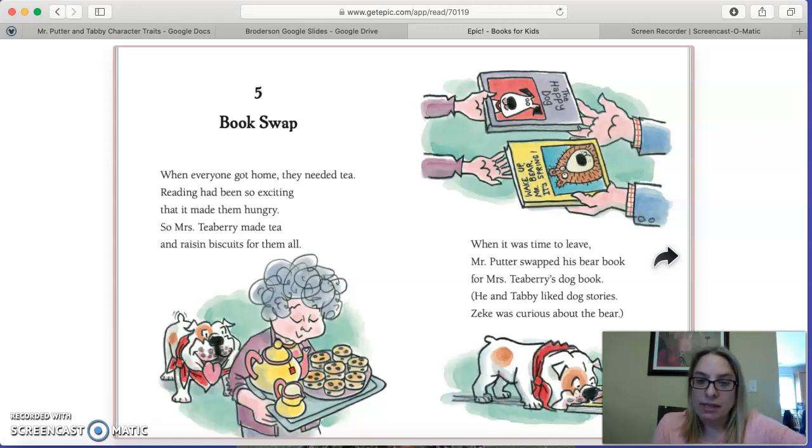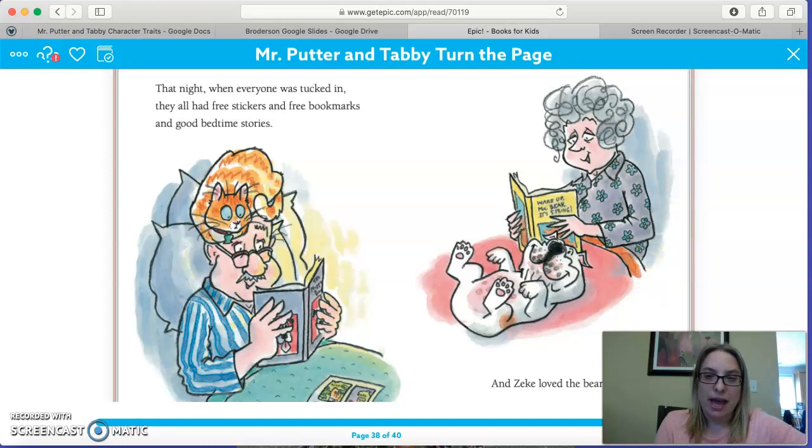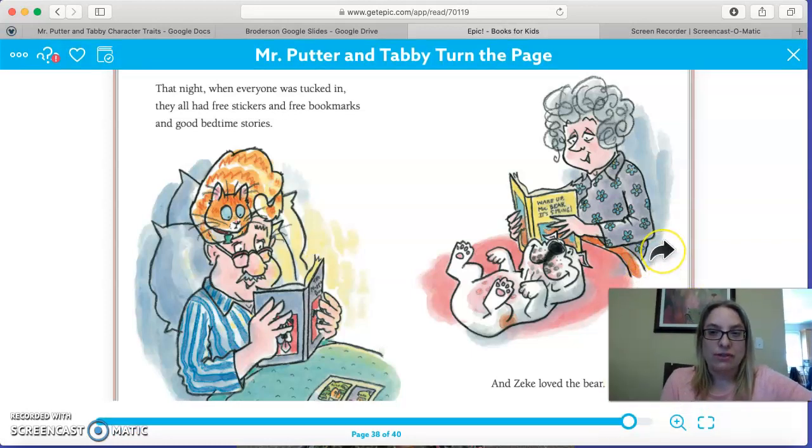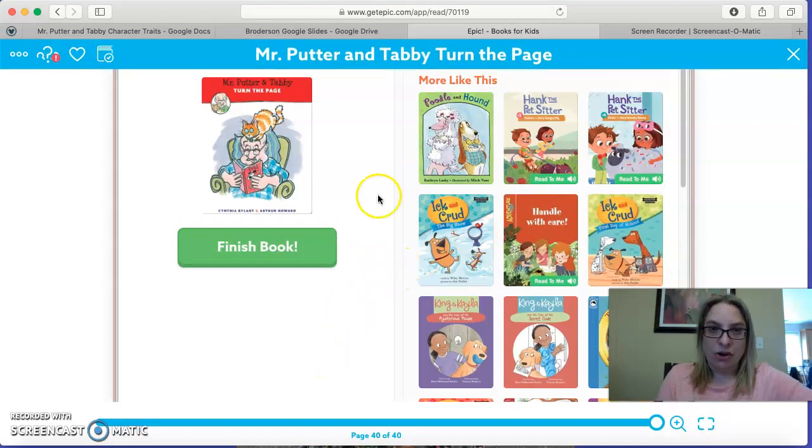When it was time to leave, Mr. Putter swapped his bear book for Mrs. Teaberry's dog book. He and Tabby liked dog stories. Zeke was curious about the bear. That night, when everyone was tucked in, they all had free stickers and free bookmarks and good bedtime stories. And Zeke loved the bear. And that was the end of our story.